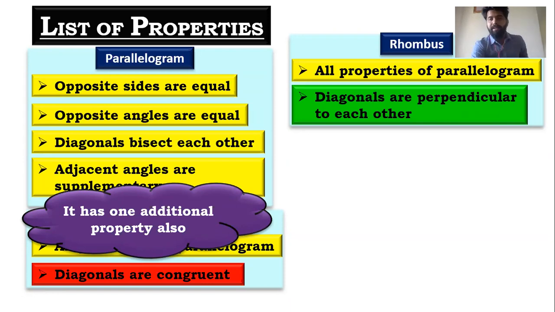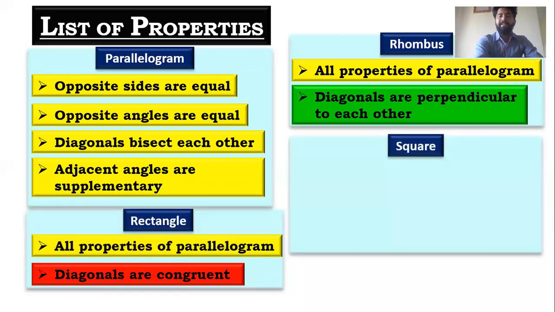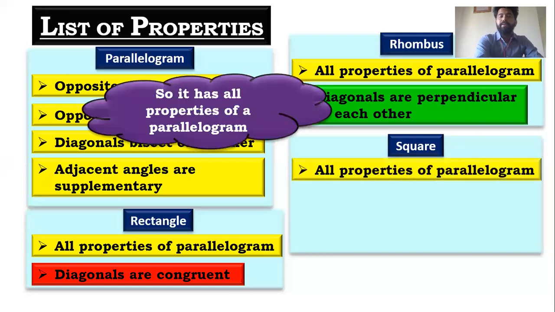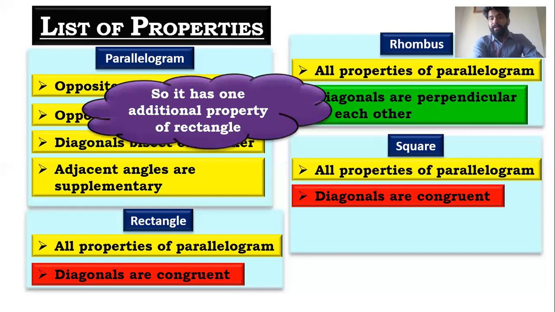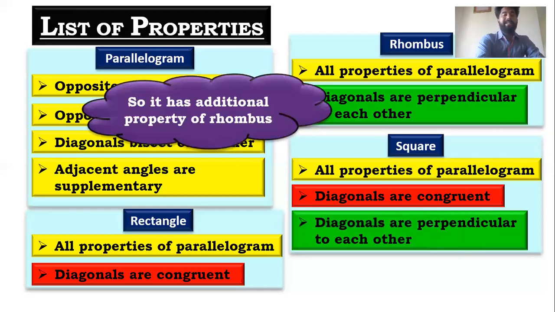ठीक है? इसकी special property is diagonals are perpendicular to each other. All right. And last but not the least, the most special member, ऐसे जिसमें सारे properties आ जाते हैं. It has all properties of rectangle, parallelogram, and rhombus. Is a square. So all properties of parallelogram, diagonals are congruent, and also diagonals are perpendicular to each other.